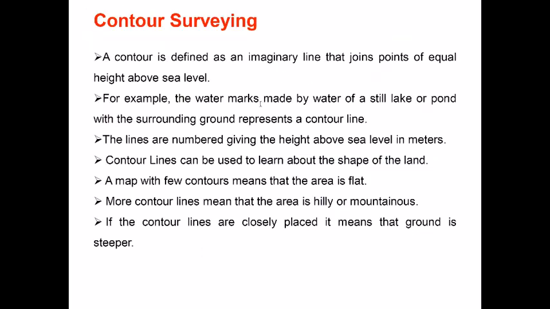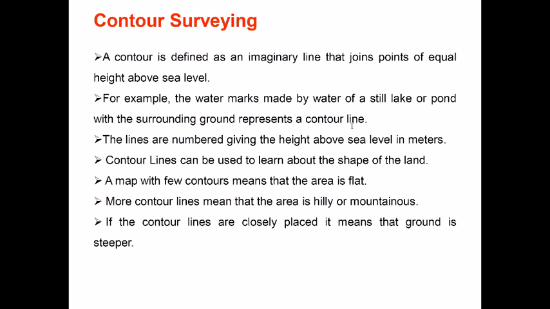So, for example, the watermarks made by the water of a still pond or lake with the surrounding ground represent a contour line. As ripples emerge in water, or as you might have observed in a dam when the water level is down, you can see watermarks all along the valley. Since the water has a distinct elevation and keeps its level, that ring tells you that all the points on that ring or mark have the same elevation.